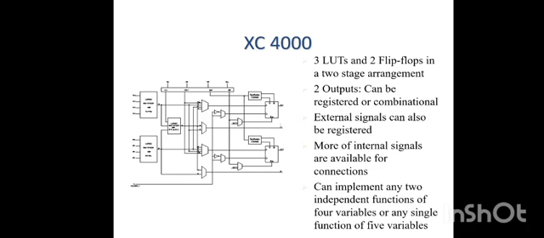It consists of 3 LUTs and 2 flip-flops in a two-stage arrangement. It has 2 outputs. They can be registered or combinational. External signals can also be registered. It can implement any 2 independent functions of 4 variables or any single function of 5 variables. So these are the FPGAs, that is field programmable gate arrays. Thank you.